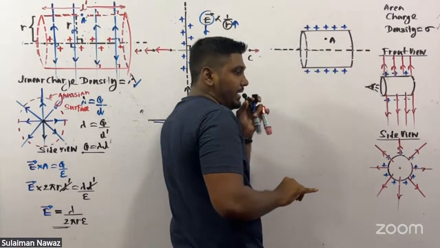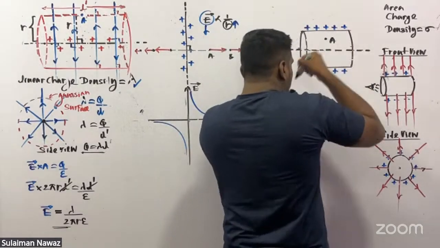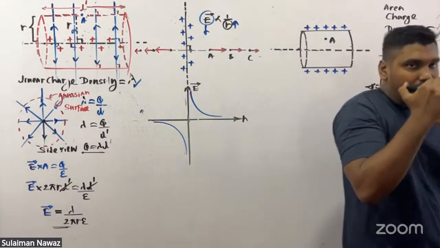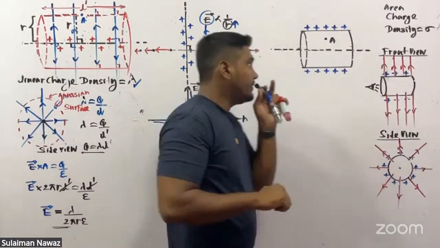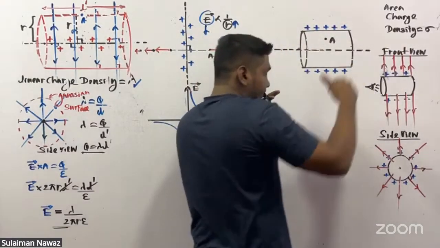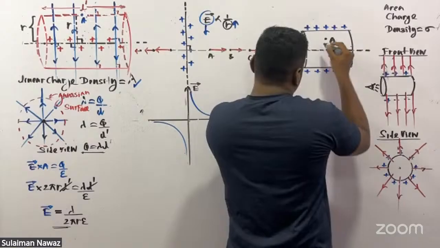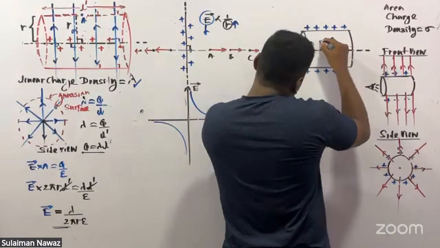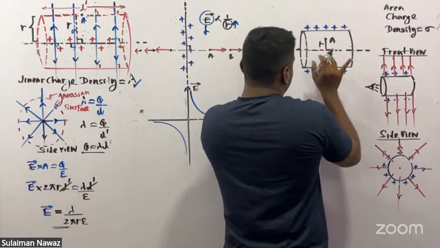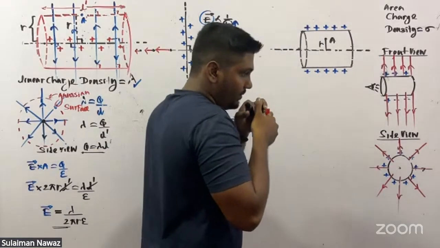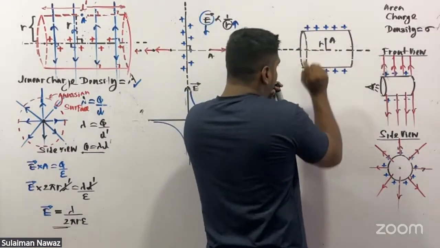This point, capital A, is at a distance R1 from the axis of the cylinder. I want to find the intensity at this point, capital A.